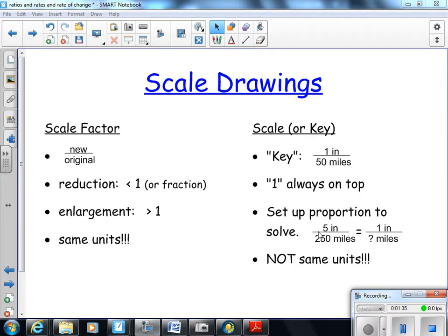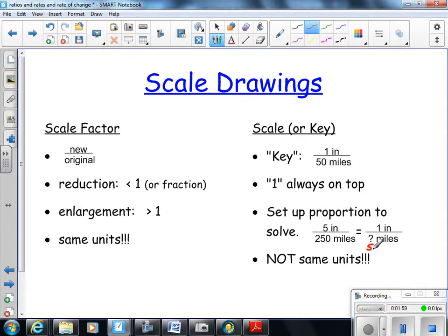For instance, if you're told that 5 inches on the map is 250 miles in real life, what is the scale or the key? Well, I know it's going to be 1 inch for every so many miles. How do I find that out? You can do cross products, or I know that 5 divided by 5 is 1. Therefore, 250 divided by 5 will be 50 miles. So I know then that my key is 1 inch for every 50 miles. And that's how you find the scale or the key to a drawing or map.